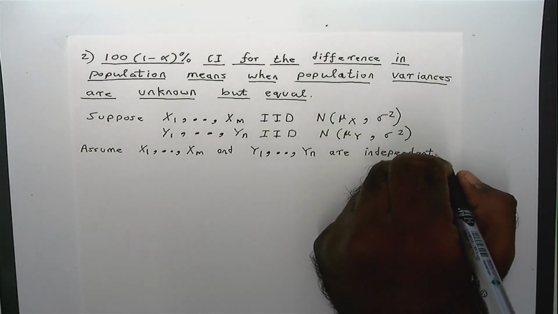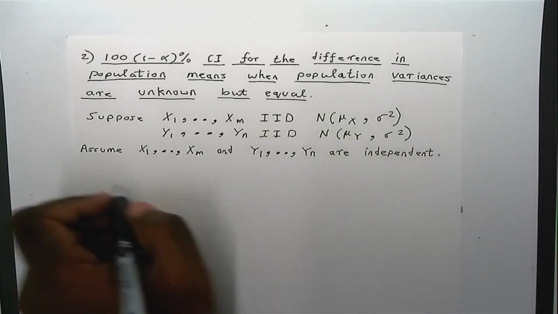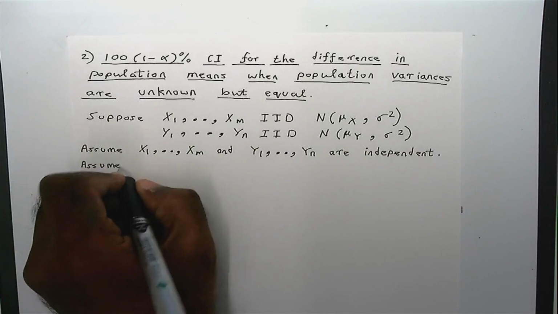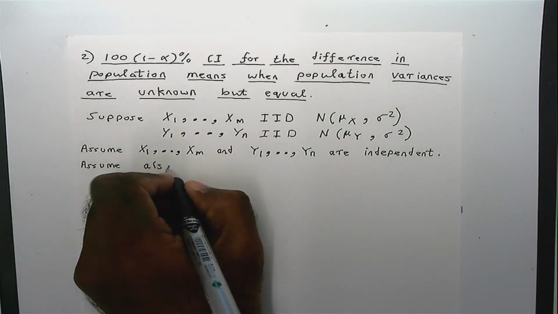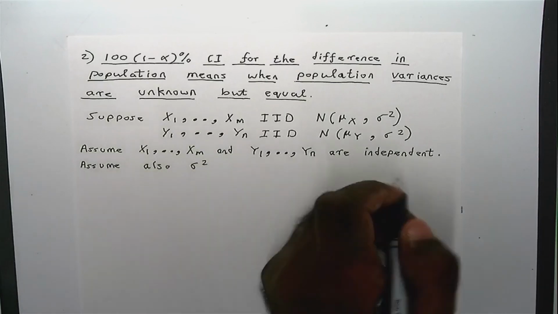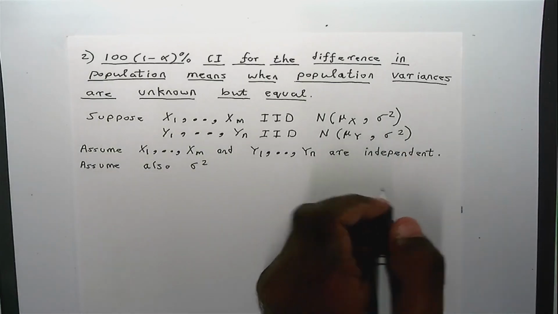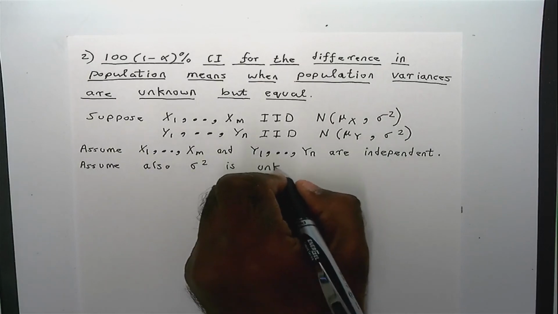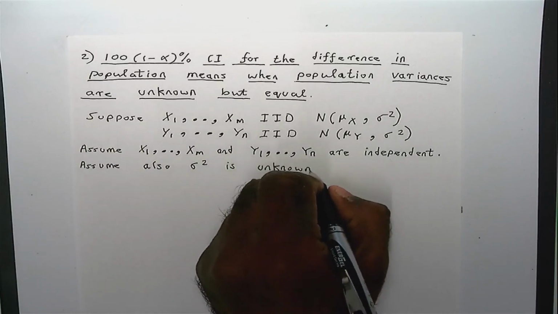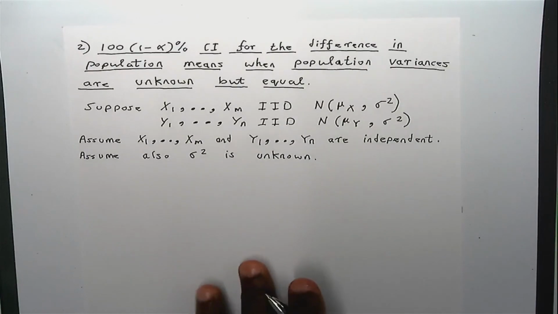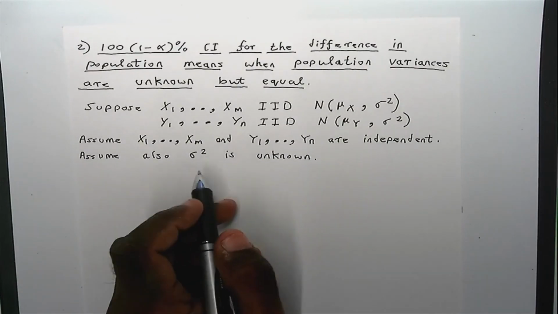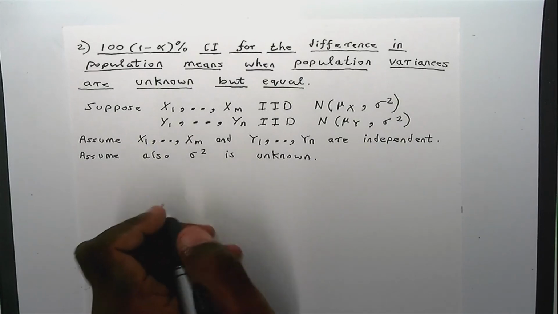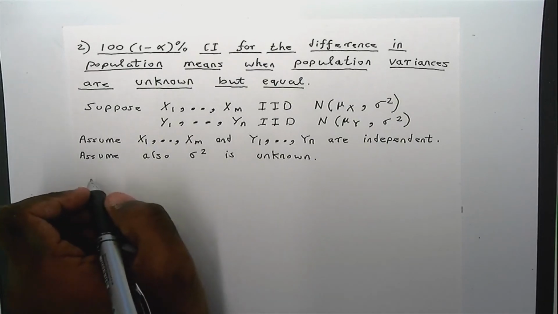And I assume also that sigma squared, which is the common population variance, is unknown. Okay. Now, I'm not going to show you the proof of the confidence interval. I will just write down the result without the proof. And I don't expect you to know the proof.